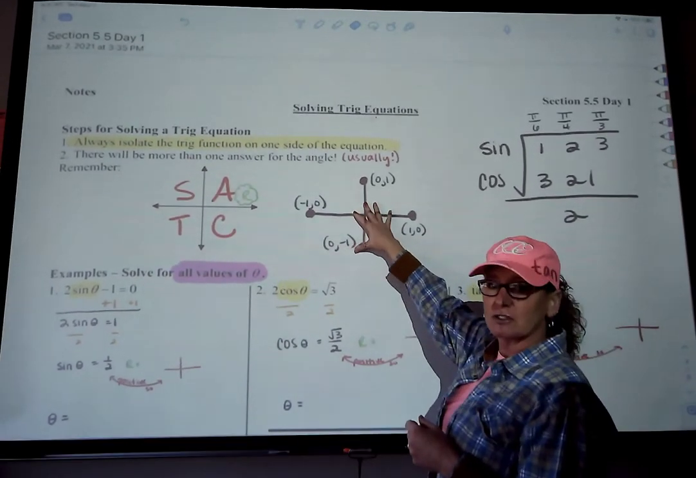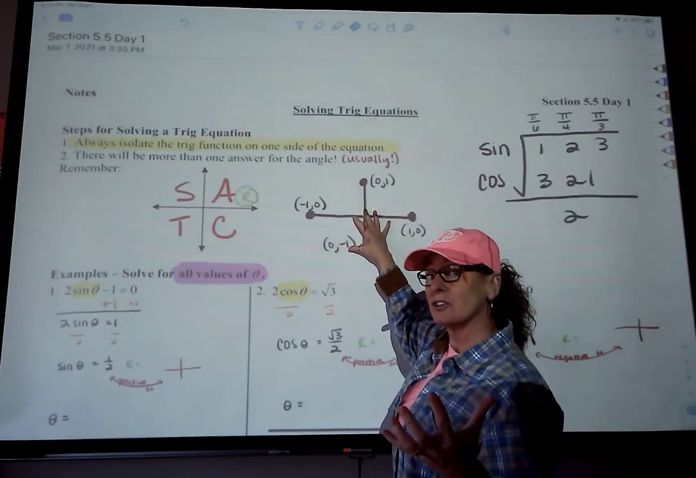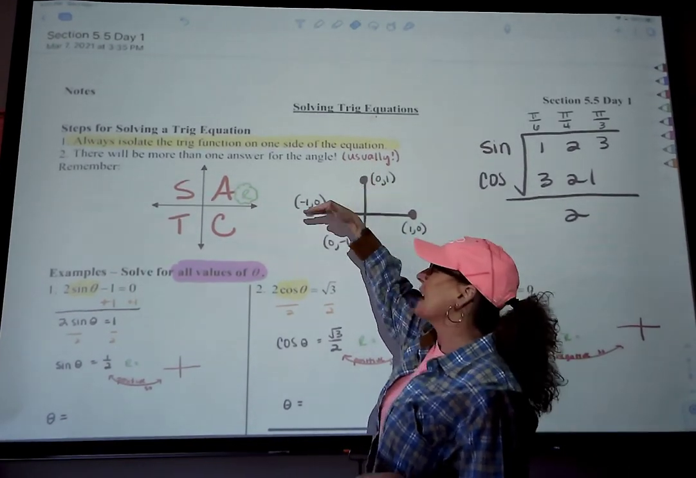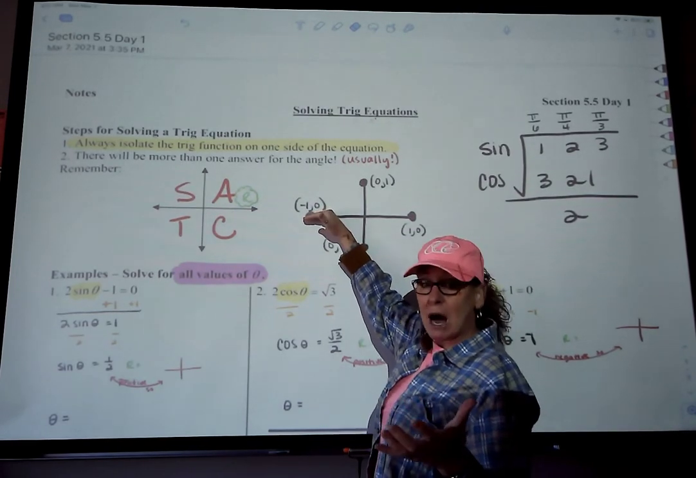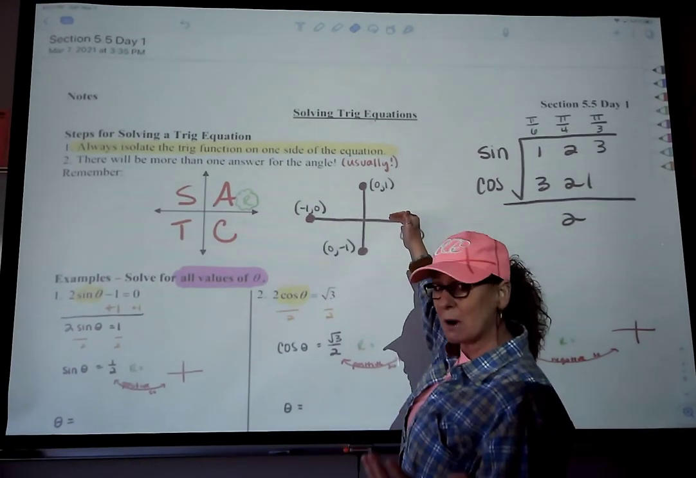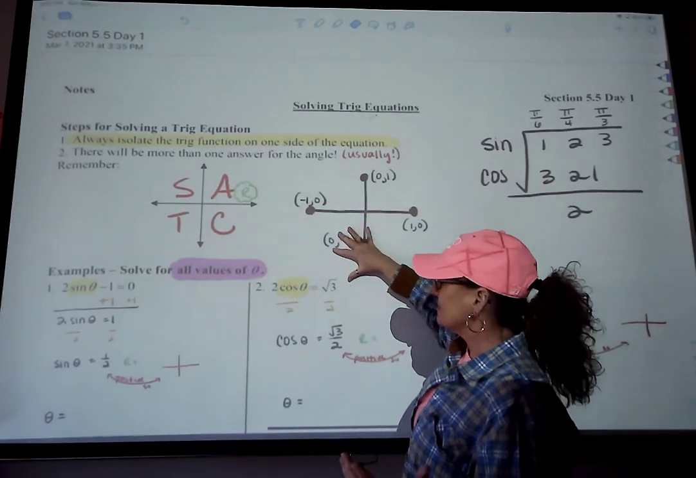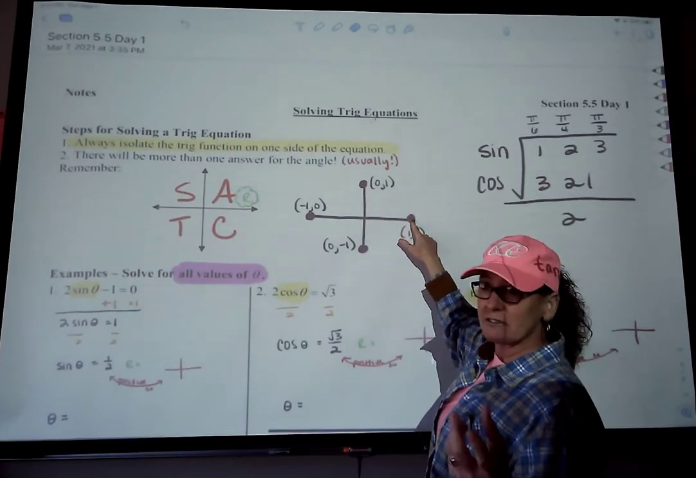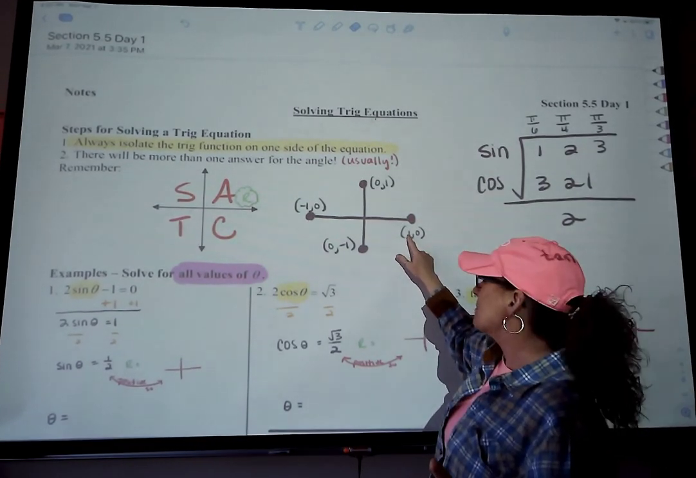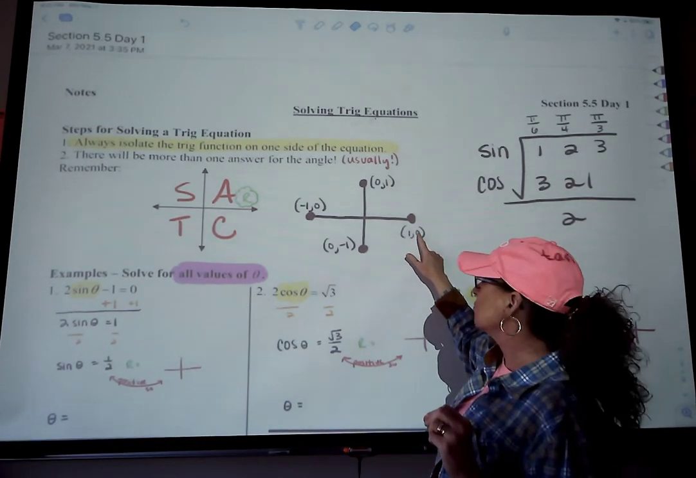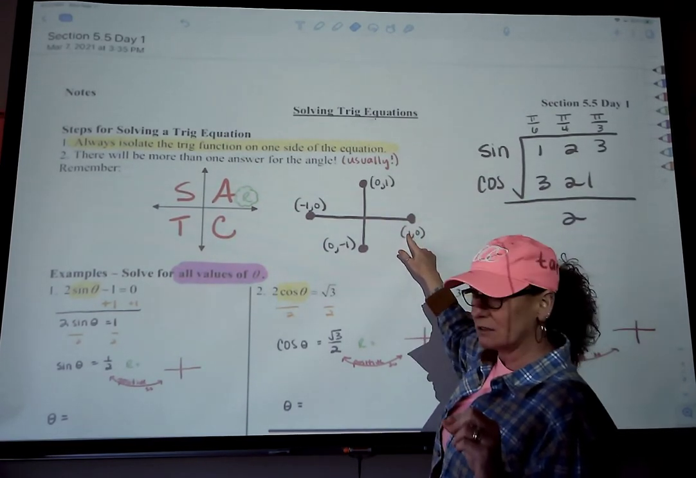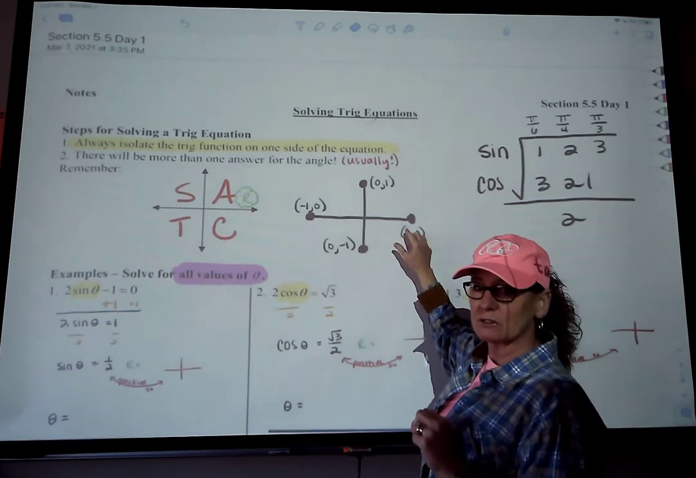Don't forget your unit circles. Sometimes we may have answers that are on an axis, like an angle of 0, or an angle of 90, which is pi over 2, or an angle of 180, which is pi, or an angle of 270 degrees, which is 3 pi over 2, or an angle of 360 degrees, which is 2 pi. If that's the case, for 0 or 2 pi, my cosine fraction would be a positive 1. My sine fraction would be 0. My tangent fraction would be 0 over 1, which is 0. So don't forget your unit circle.